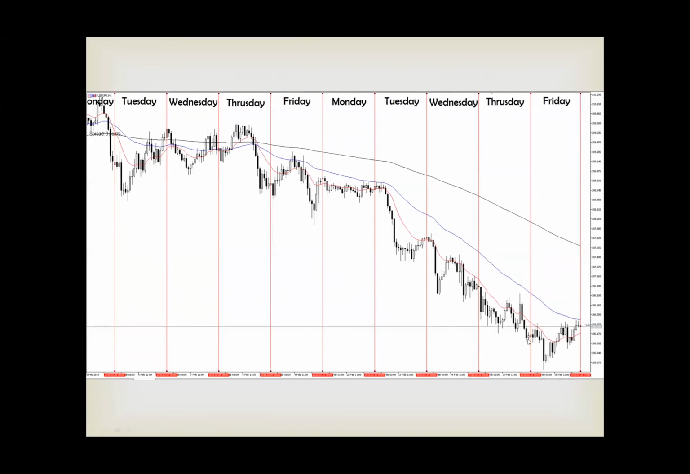And then we came into Friday. At the start of the Friday, we had some momentum here. I think this was Asian session. And then, we had some momentum in New York, and then price started to consolidate because the week was ending.